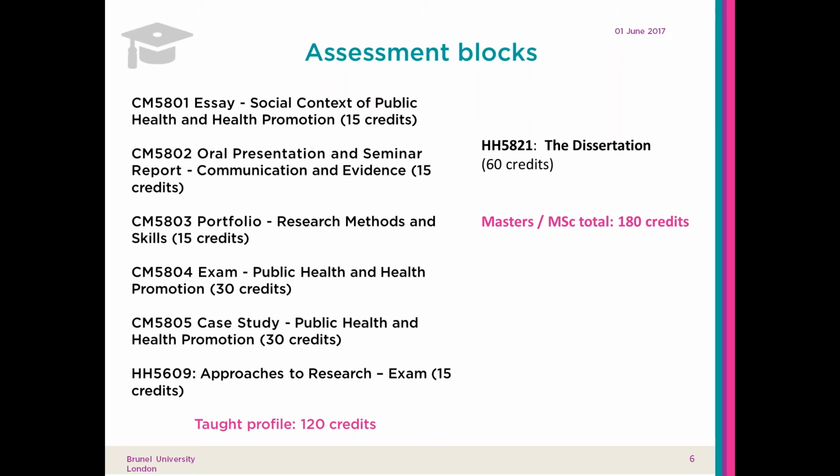Now, the social context. The first one will be social context of public health and health promotion, which will be an essay, and that will give you 15 credits. Then there will be oral presentation and seminar report, which you produce in line with the study blog on communication and evidence. And then comes the research methods and skills.